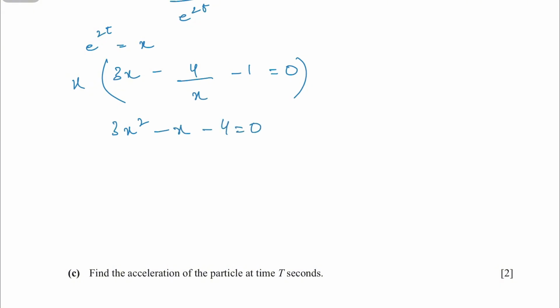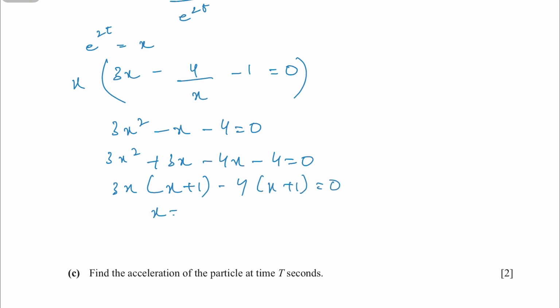So we'll be solving this and getting 3x squared plus 3x minus 4x minus 4 equals 0. 3x(x plus 1) minus 4(x plus 1) equals 0. We have x equals negative 1 and x equals 4 over 3. We can't use x equals negative 1 because we have to apply ln on both sides. So we'll be rejecting it here. Rejected. So we'll be using this equation only.